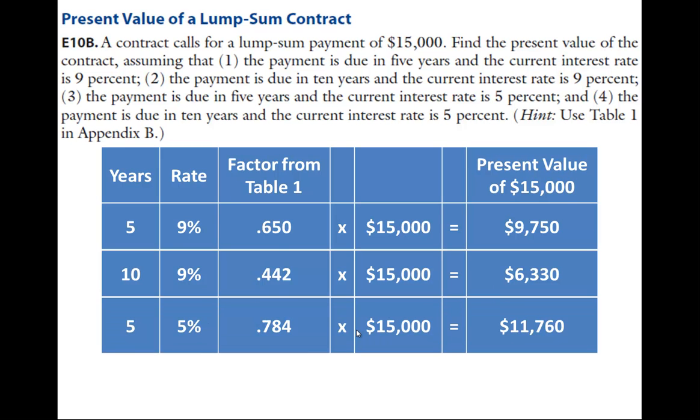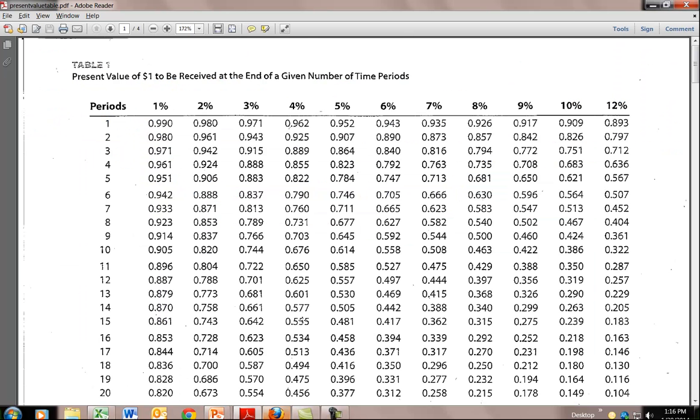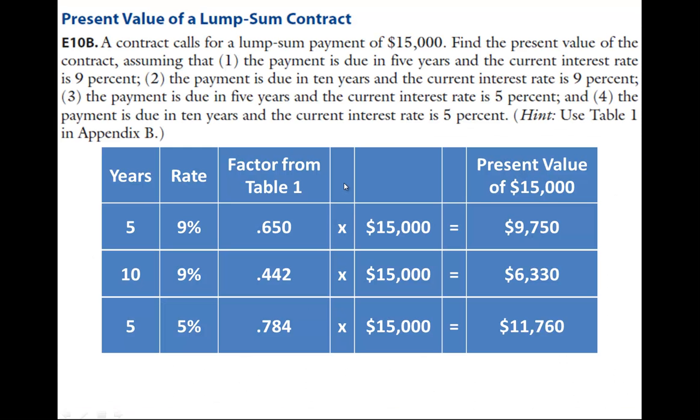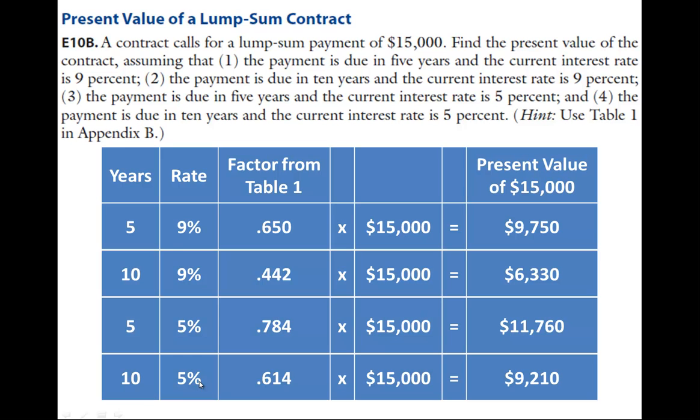For the third example, I have 5% for 5 years. So if I switch back here and I take my 5% for 5 years, I have 0.784. So 0.784 times my 15,000 gives me my $11,760. And then the last example is 10 years at 5%.